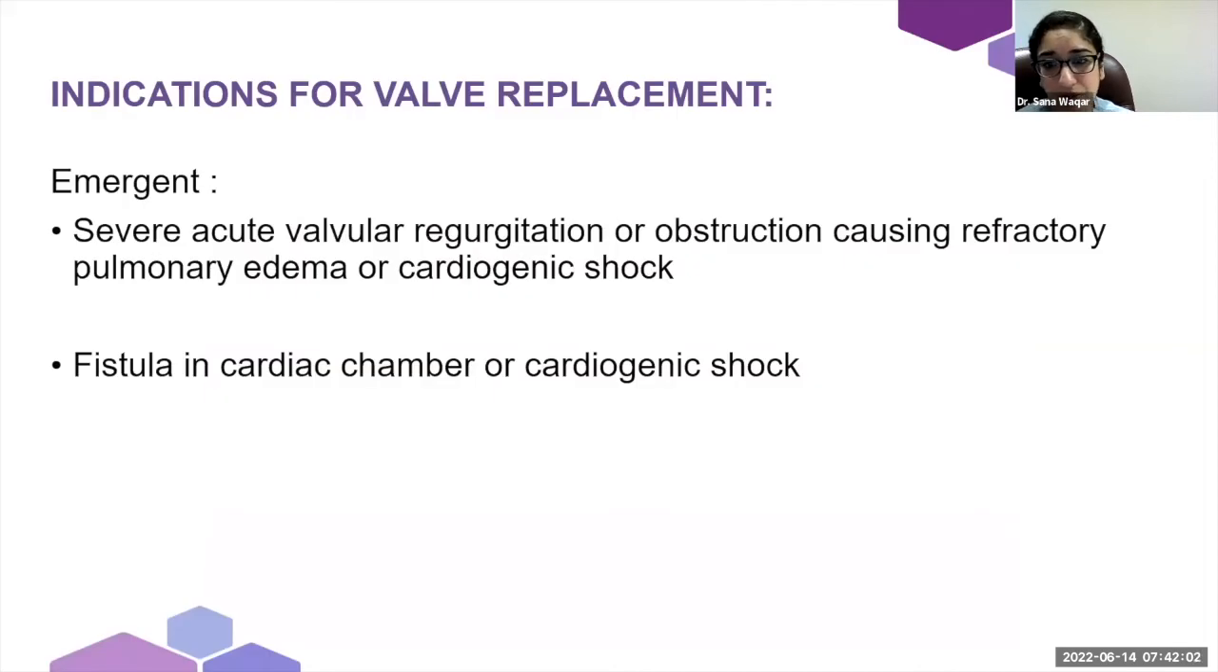So indications for valve replacement, they're emergent indications and they're urgent indications. And this is where we seek the help of our cardiac surgery colleagues. So severe acute valvular regurgitation or obstruction causing refractory pulmonary edema or cardiogenic shock, and fistula in the cardiac chamber or cardiogenic shock. So, it's a very challenging situation where you ideally want your patient to have sterile blood cultures, because if you're putting in a new prosthetic valve, you really want the field to be clean or sterile before you put a heart valve.